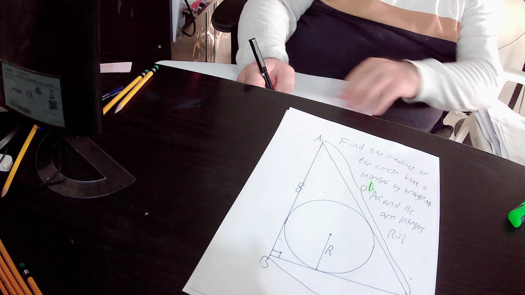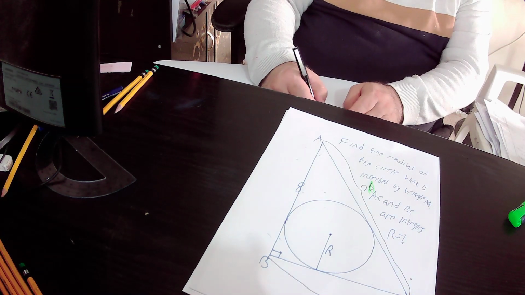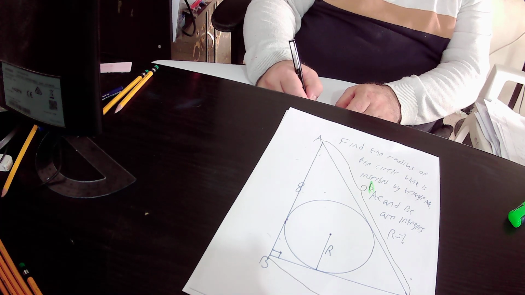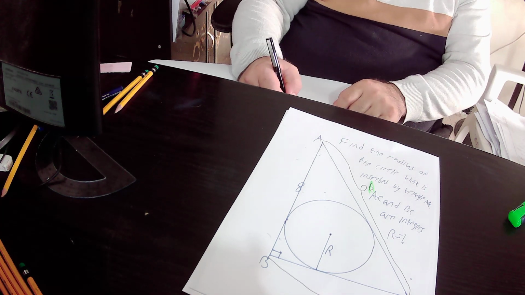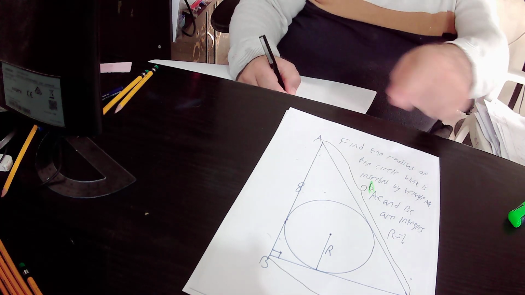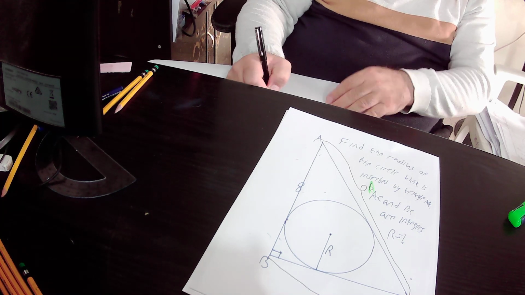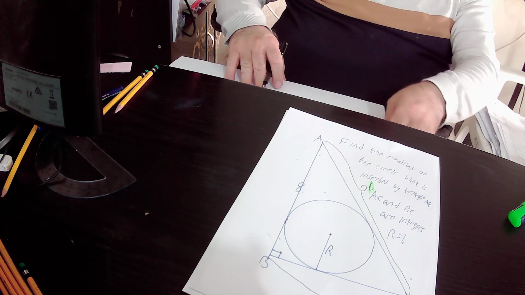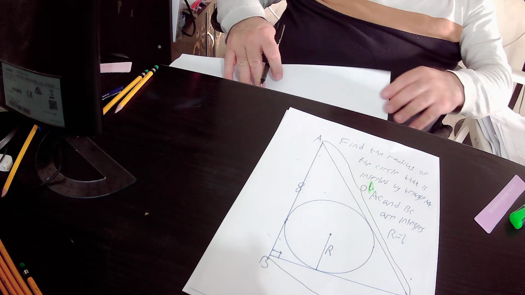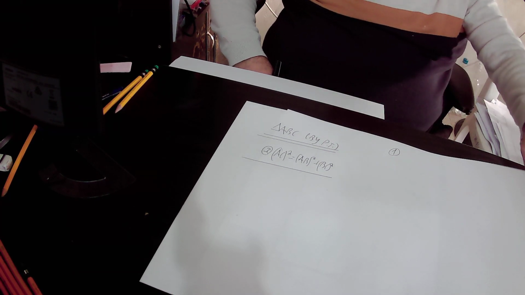We get that AC square equals AB square plus BC square. We repeat again, in the right triangle, triangle ABC, according to the Pythagoras theorem, we get that AC square equals AB square plus BC square.